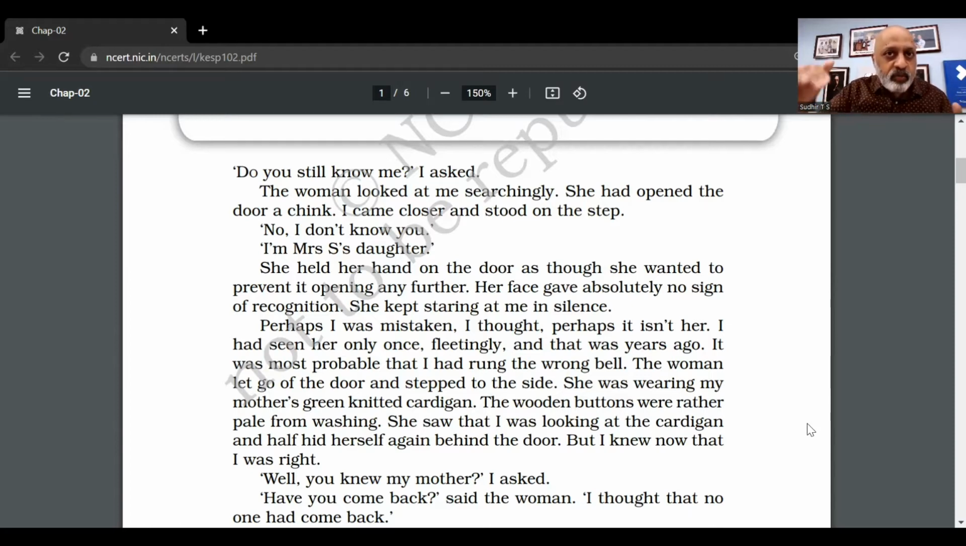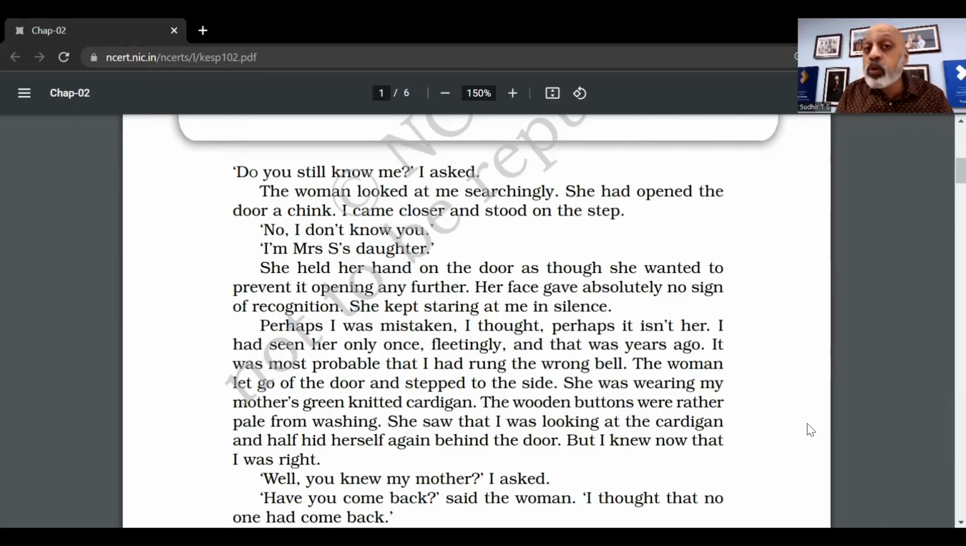And she climbed one more step. No, I don't know you. I am Mrs. S's daughter. So the mother's name is put as S. She held her hand on the door as though she wanted to prevent it from opening any further. Her face gave absolutely no sign of recognition. She kept staring at me in silence.